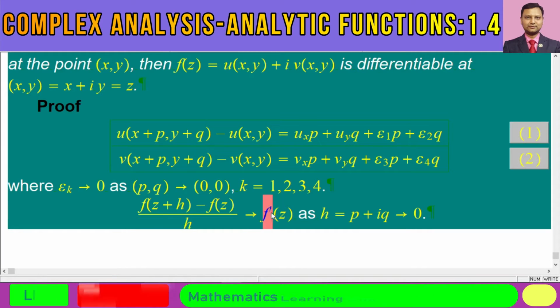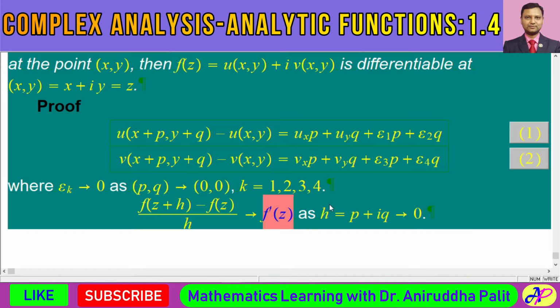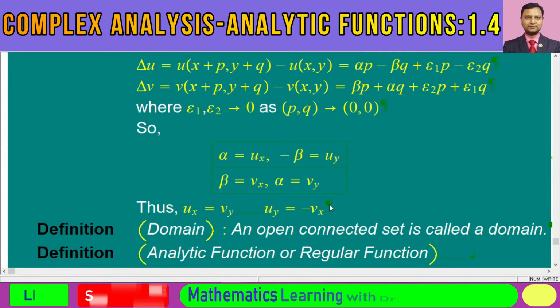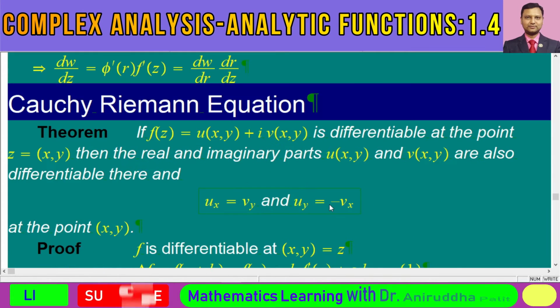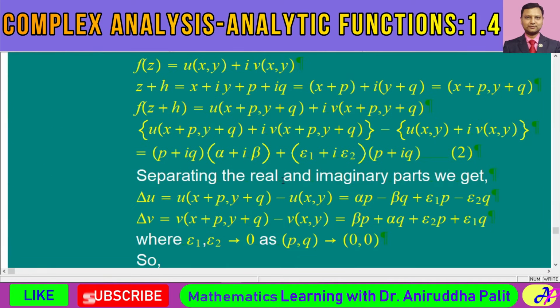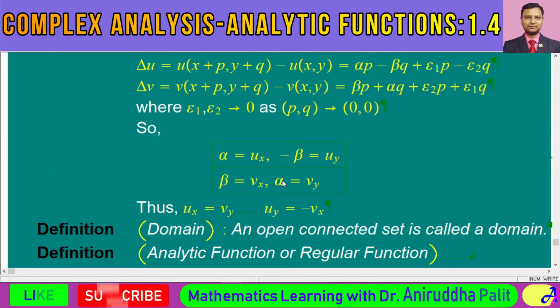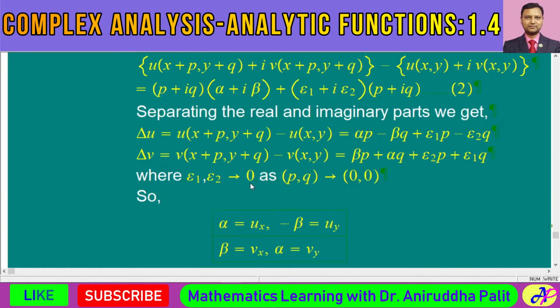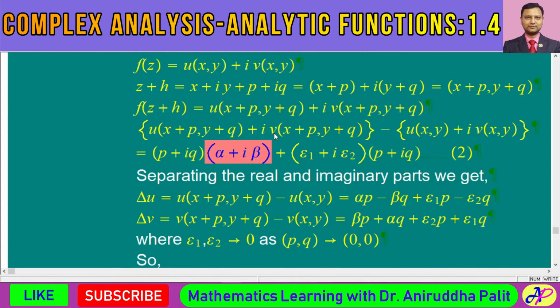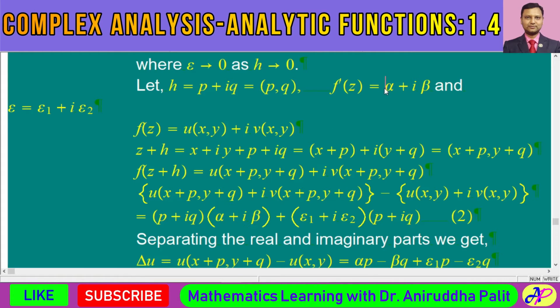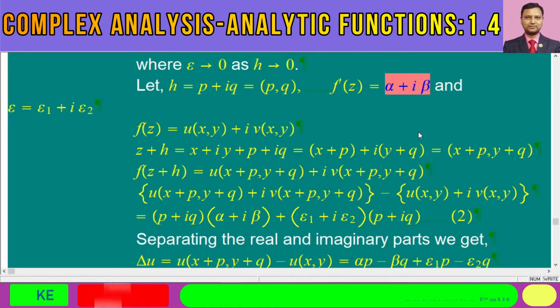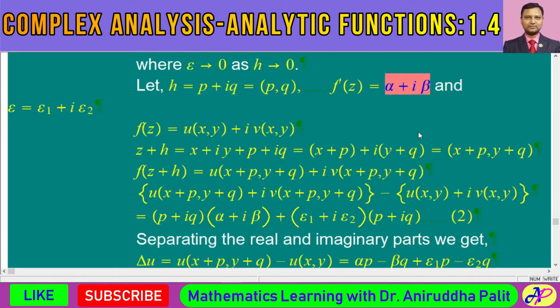Now what is f dash z? You see, we already proved the expression of f dash z in the previous day. Sorry, we did not prove the expression in this previous result. Over here, we proved the expression in a different fashion. We considered this f dash z in the previous proof. f dash z is equal to alpha plus i into beta.